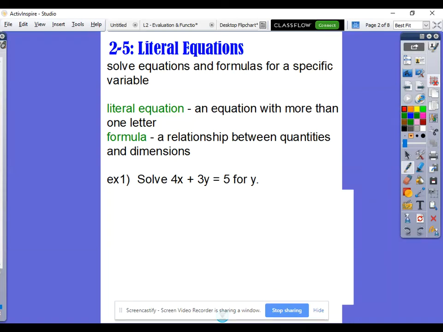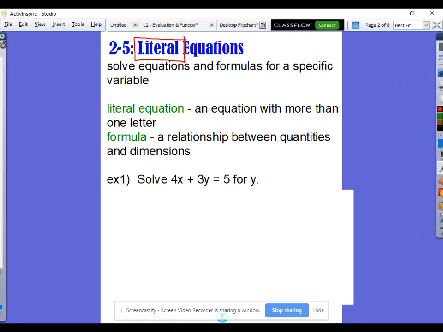So the first part of our lesson today, our goal is to look at something called a literal equation. The phrase is literal, and you should think of things like literacy. Literacy has to do with reading and writing, and that's where this same word comes from. Literal, the word literal, if we have a literal equation, it's the fact that it has more than one letter. More than one letter. So you guys have actually used literal equations quite a bit.